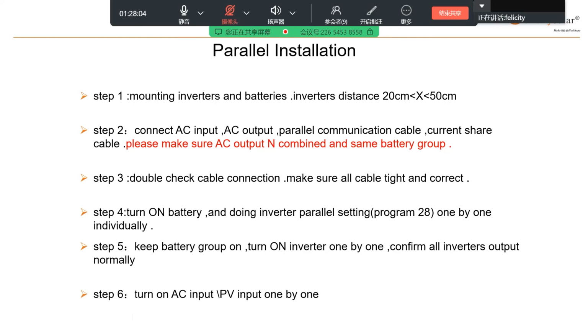Step 6, turn on AC input and PV input one by one. Previously we only turned on the battery, right? So now you can turn on the AC input and the PV input, and also turn on the output breakers so it can supply to the load. It's okay. Okay, so all this is the steps.